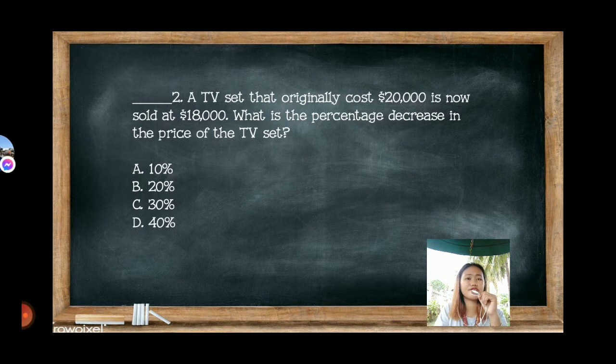Okay, for number 2, a TV set that originally cost $20,000 is now sold at $18,000. What is the percentage decrease in the price of the TV set? In this kind of problem, everyone, you need to analyze the given terms, the questions, and the problem itself.